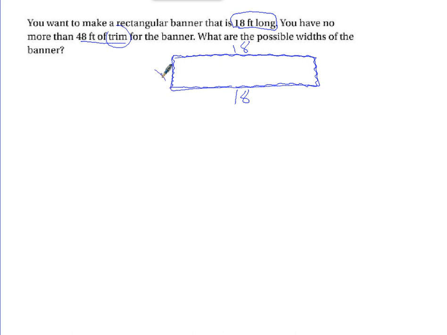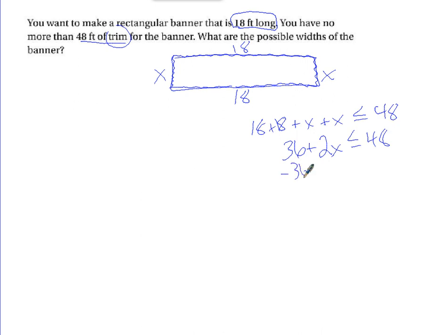What are the possible widths of the banner? So we don't know how wide the banner is. And it's just like the last problem. It's a perimeter problem. So what will I write? 18 plus 18 plus x plus x. And we have no more than 48 feet of trim, so we have to stay under 48 feet, so less than or equal to 48. Combine all your like terms. What's 18 plus 18? 36 plus 2x less than or equal to 48.